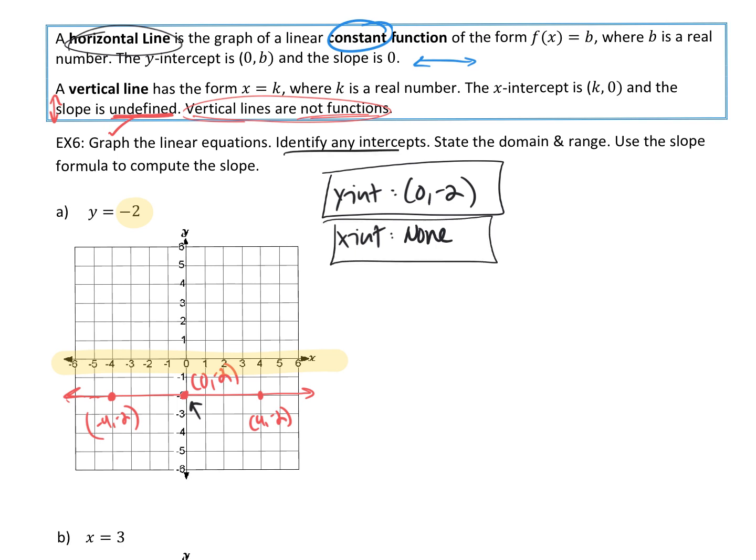What else are we missing? We did the intercepts. Awesome. State the domain and range. So the domain, again, what x values are we using? We're going between -infinity all the way to +infinity.